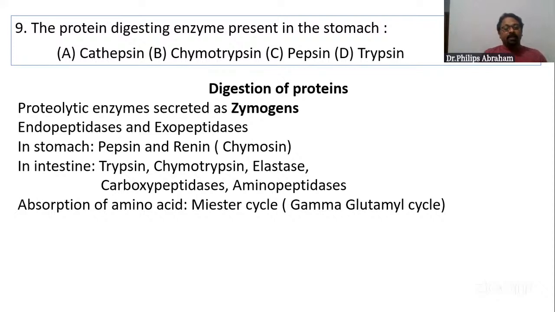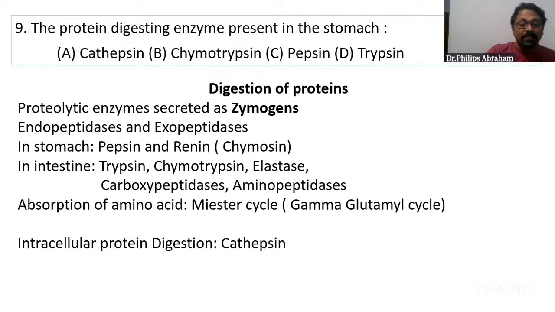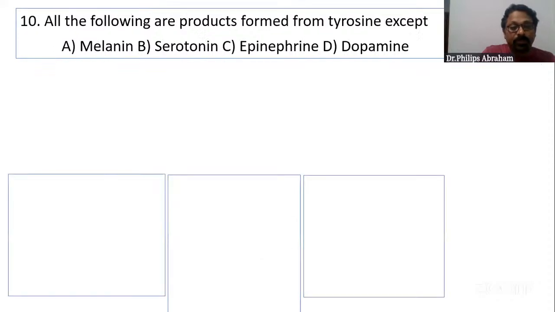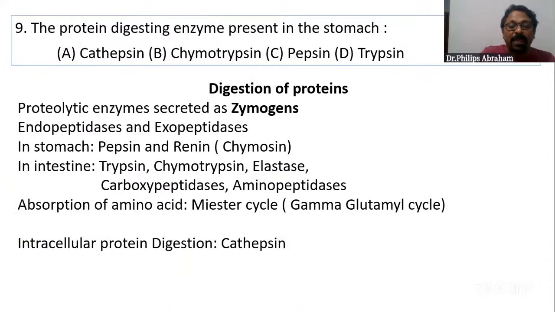Then another topic that should be covered is the absorption of amino acids. After the digestion, for absorption of neutral amino acids, we need a cycle, the gamma glutamyl cycle. That word you should remember, it makes a cycle. And this is all about the digestion part. Inside a cell, for intracellular protein digestion, we need another enzyme, cathepsin. That also you should remember. So these were some major points on digestion of proteins. Here the answer is pepsin.